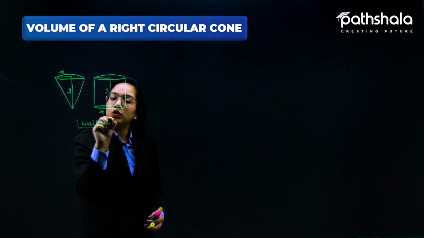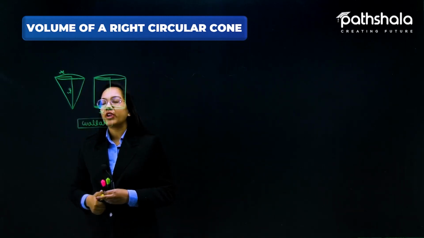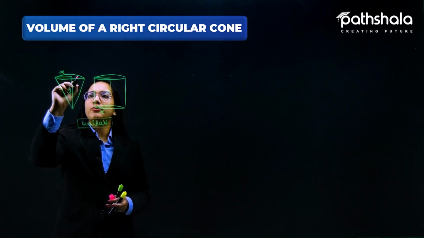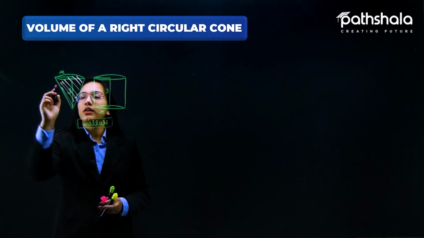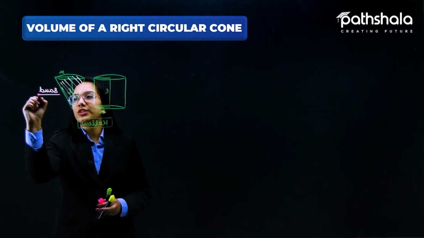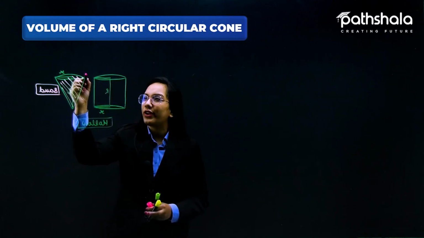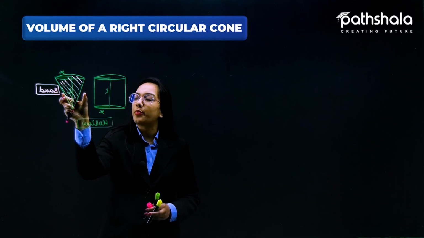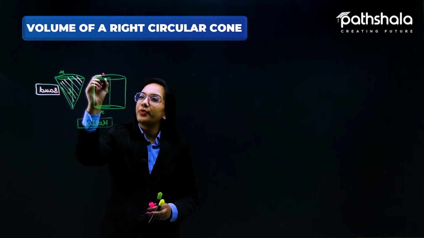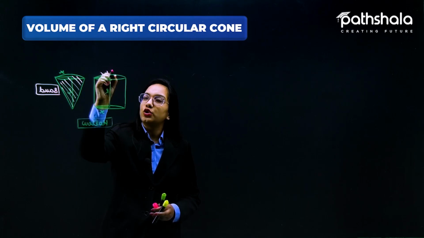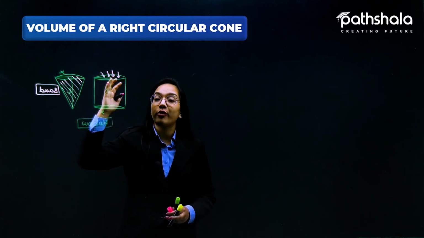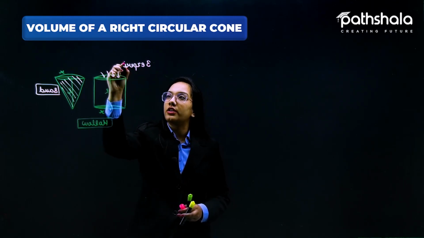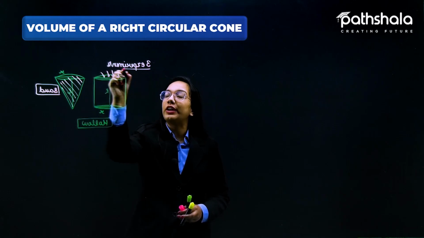Let us suppose I'm filling up this right circular cone with sand, and using this cone, I'm filling this hollow cylinder with the sand. If I pour the sand from this cone into this cylinder, you can see that we have to perform 3 such repetitive experiments in order to fill it up to the brim.